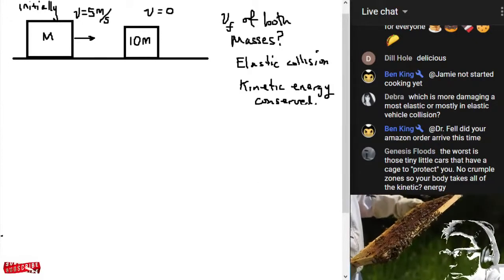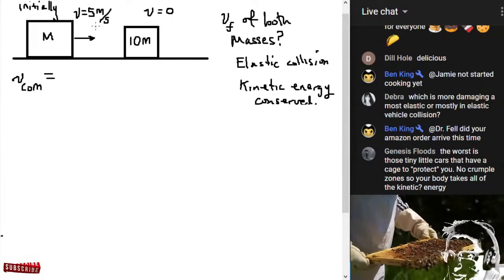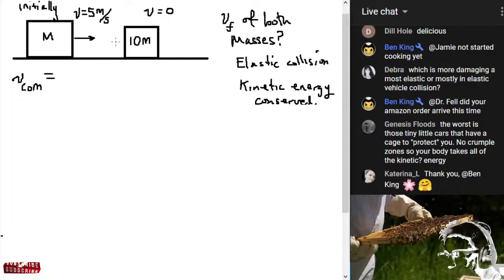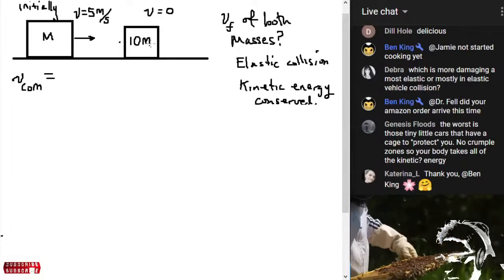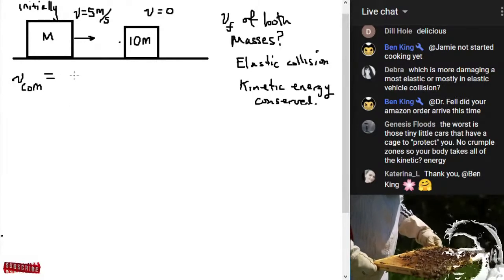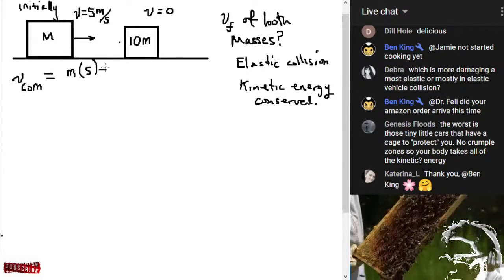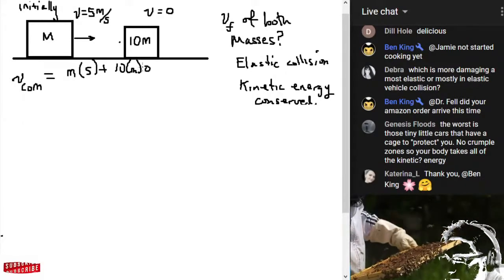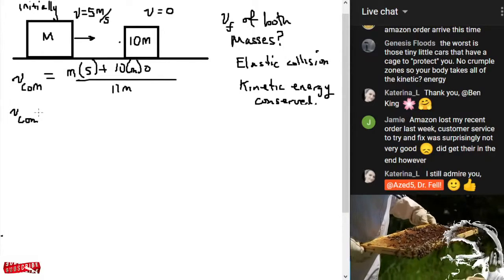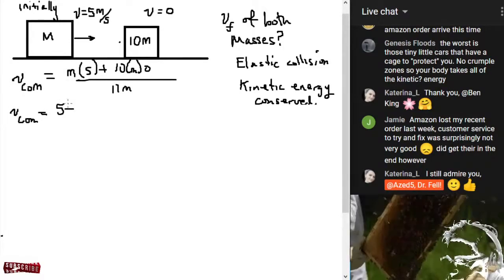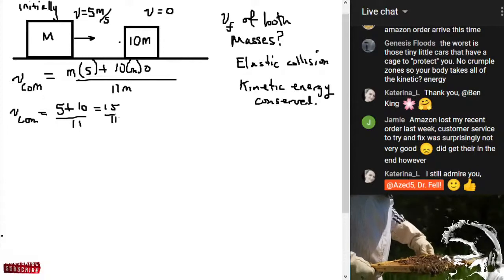So what we're going to do is solve it with the center of mass approach. We're going to look at the velocity of the center of mass of this system. Center of mass is just a point where you can consider all the mass to be located. So it would probably be somewhere over here, because 10 times this mass is here. So we multiply the mass times its velocity plus this mass times its velocity, over the total mass, which would be 11m. So velocity of center of mass is equal to 5 plus 10 over 11. So it's 15 over 11.